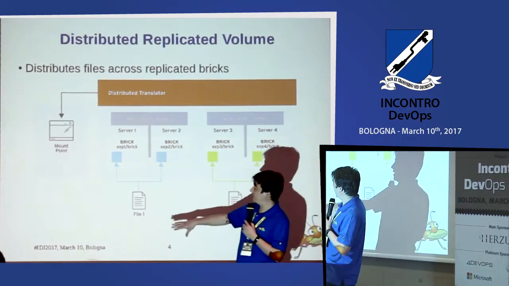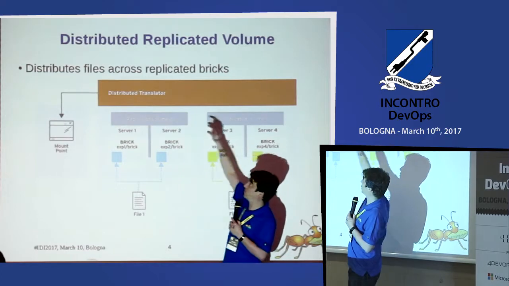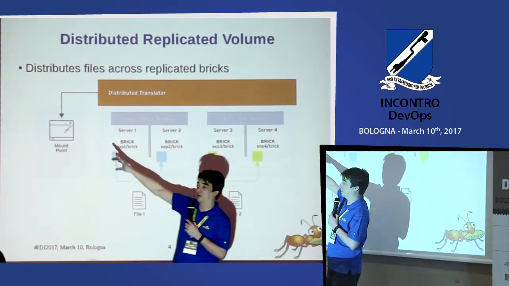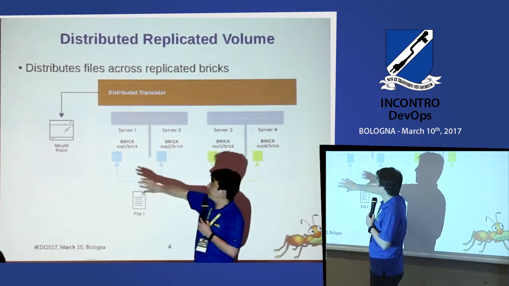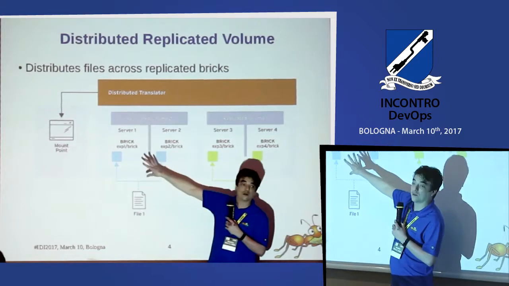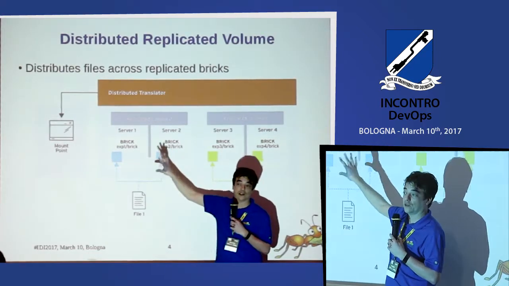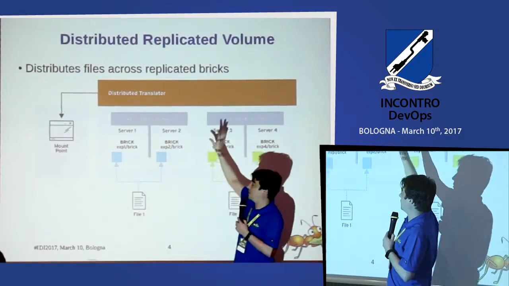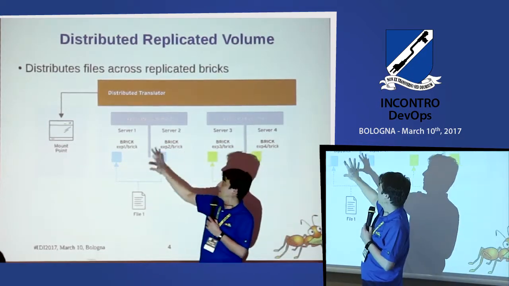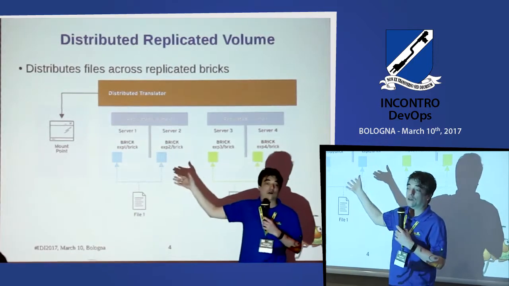So if I would write a file to the whole volume, the orange bit is basically the storage volume. The client is the mount point. If I would write a file over the mount point, the file actually lands on two of these servers in the end. So the distribution logic says, okay, which side should the file land on? And the replication logic says, okay, you have to write a file twice.